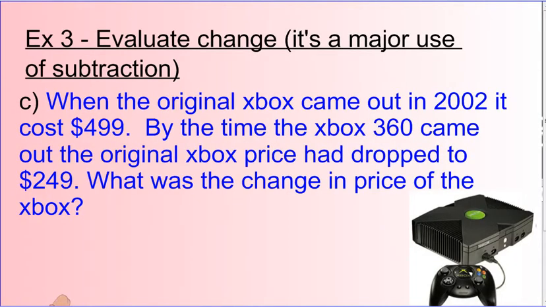Here it says, when the original Xbox came out in 2002, it cost $499. By the time the Xbox 360 came out, the original Xbox price had dropped to $249. What was the change in price of the Xbox? So I'd like you to find the change in price of the Xbox right now. Pause the video, do it on your own. When you're ready to continue, hit play, and we'll go through it together.